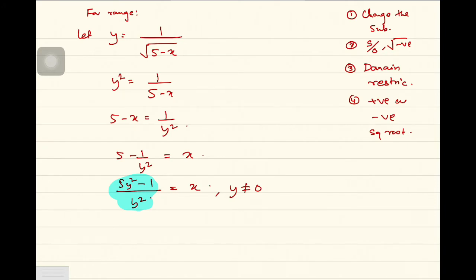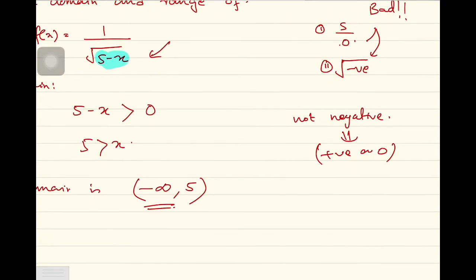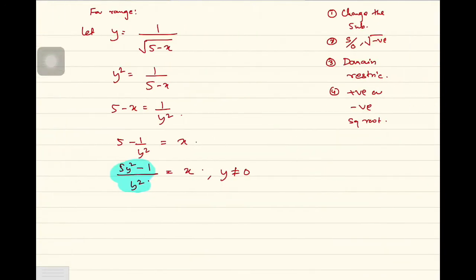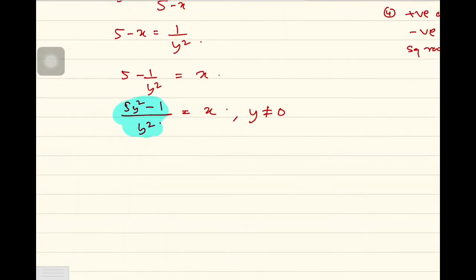Is there any domain restriction? Clearly there is a domain restriction. The domain restriction is x has to be less than 5. So I'll write it down here. From the domain, x is less than 5, so that means I'll have to do 5 minus 1 by y square is less than 5. Can I do that? Yes. So that gives me 5 minus 5 is less than 1 by y square.